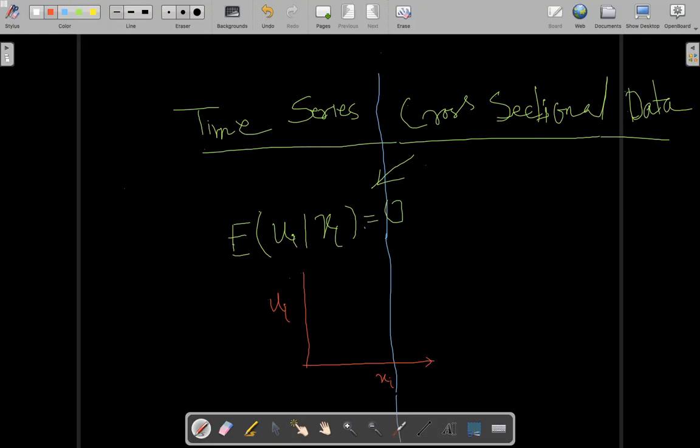If you remember how the scatter diagrams are plotted, let us say I'm plotting the scatter diagram of different ui values for corresponding xi values. So the whole idea is they have no relationship. So xi and ui don't have any relationship. What it will mean is it will have a totally undirected sort of relationship.